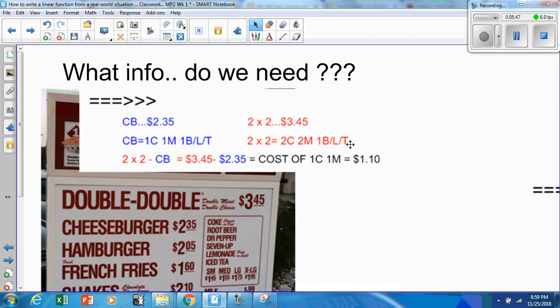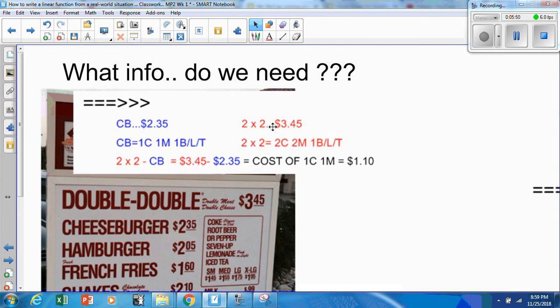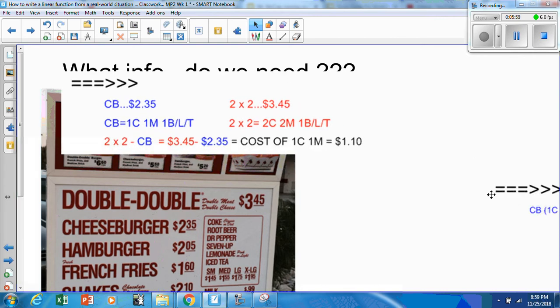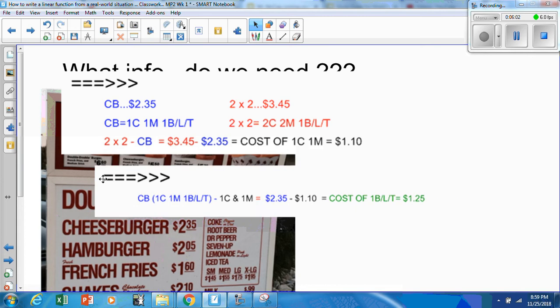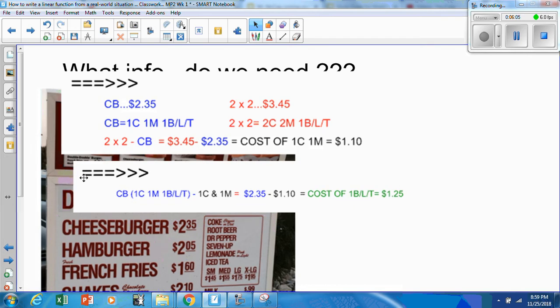Next thing that we might want to get a handle on is this. I know that if I know what 1 patty of meat and 1 cheese is, I can work backwards and find out what the cost of 1 bun, 1 lettuce, and 1 tomato is by simply taking this $3.45 and subtracting it by the $2.35. So take the cheeseburger and factor out the pieces of cheese and the patty of meat, and what I'm left with is the bun, the lettuce, and tomato cost me $1.25.